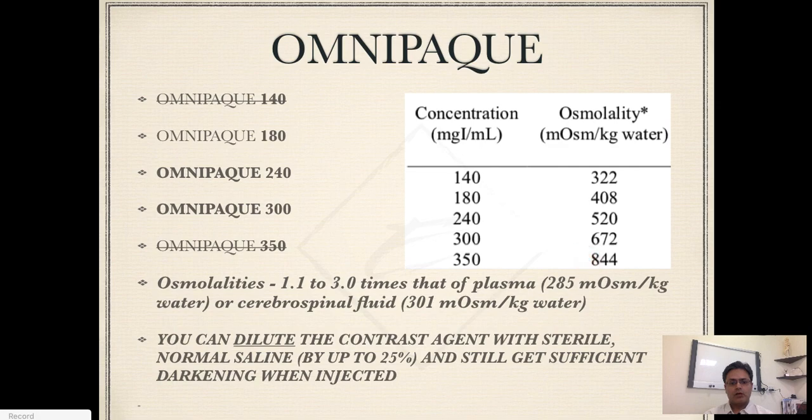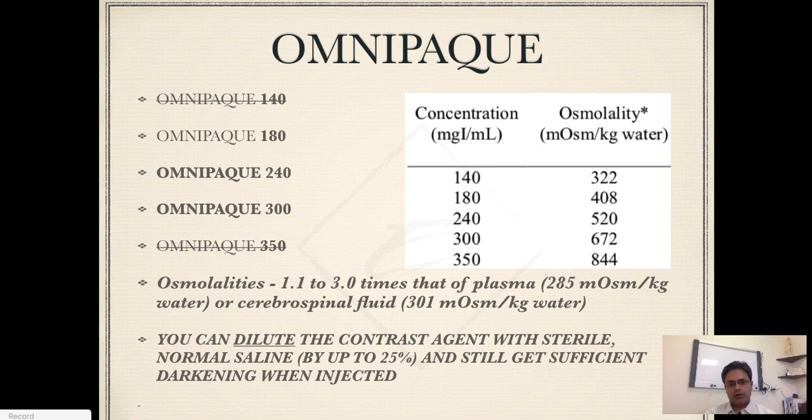So what I want to highlight over here is that for spinal procedures, if there is a chance of the contrast going intrathecally, then you should not be using anything more than 300. So the commonly used ones are 240 OMNIPAQUE and 300 OMNIPAQUE. These are the ones which are most commonly used for procedures where there can be uptake intrathecally.